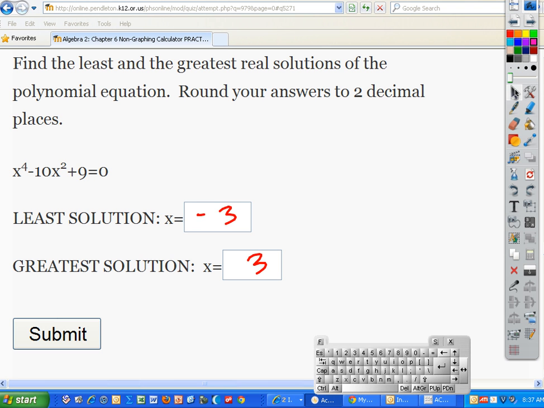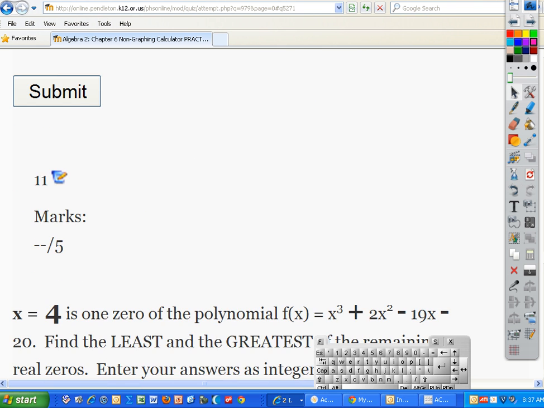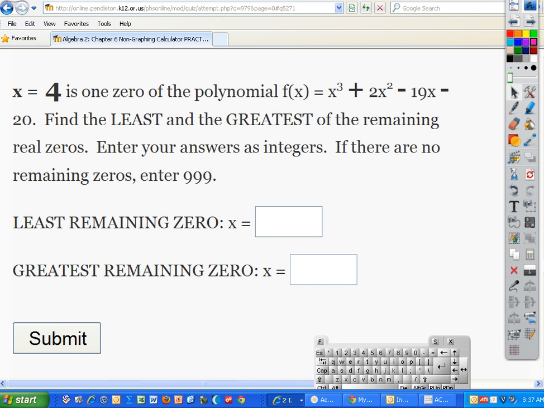Okay, good, we're getting there. Okay, so now what about this one? This is kind of a 6-6 style question. X equals 4 is one zero of this polynomial that they're giving us. Find the least and the greatest of the remaining real zeros. Of the remaining.